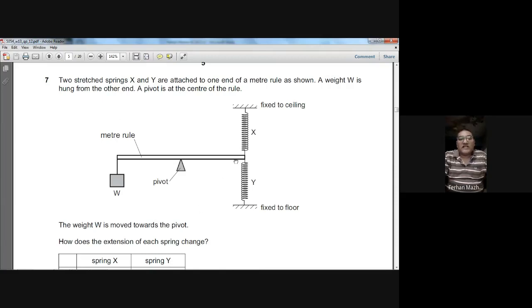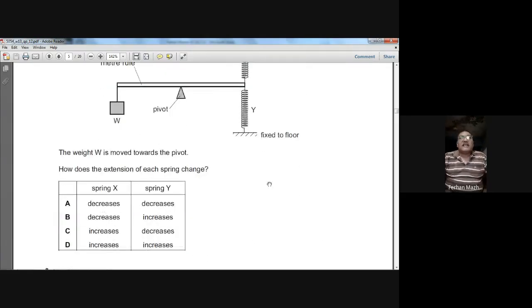When it is on the right side of the pivot, the meter rule will go down. It is moving in the clockwise manner. This X will compress and the Y will compress and the X will stretch. Let us look at the options. So the extension of the spring Y will decrease and the extension of the spring X will increase. So C looks the option.